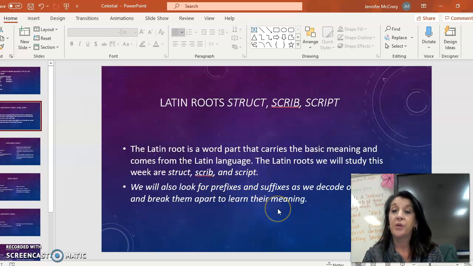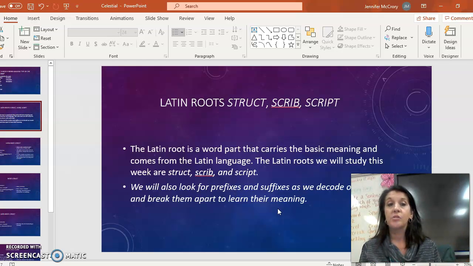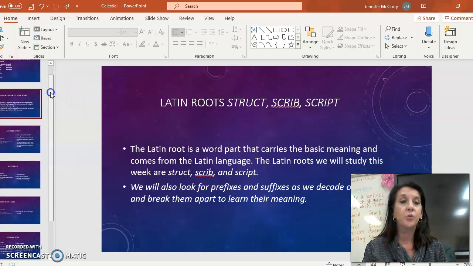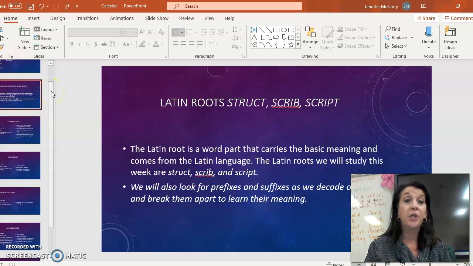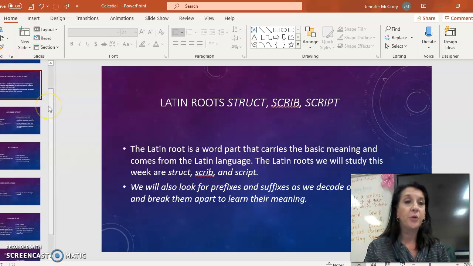We have also been using prefixes and suffixes this week as we decode and break apart our words, because it's important that we have these skills so that when we are looking at a new word, we have different skills in our pocket in order to break it apart so that we can understand the meaning. So we have to have tools to decode so that we understand what we're reading when we get to a word that we are not familiar with.